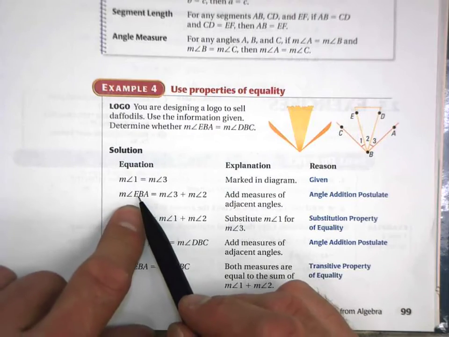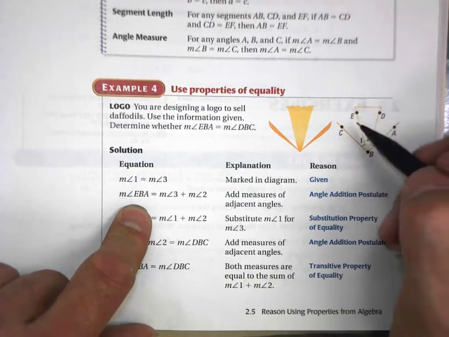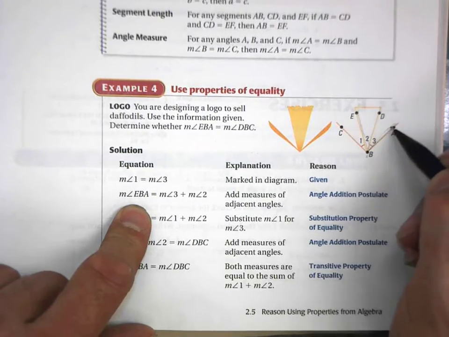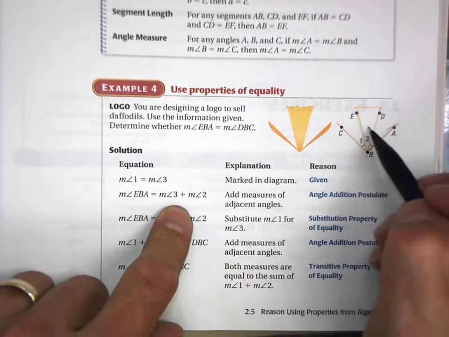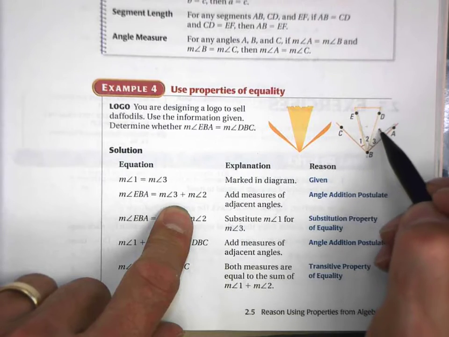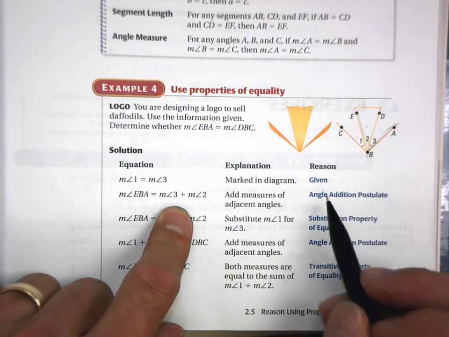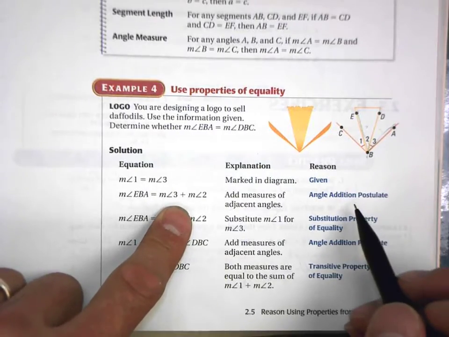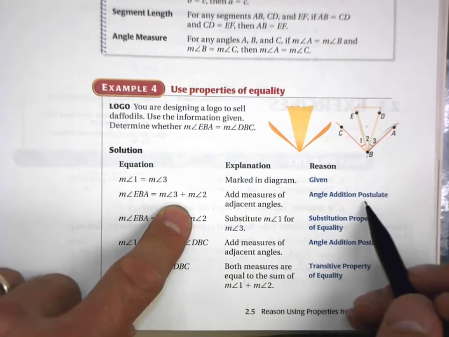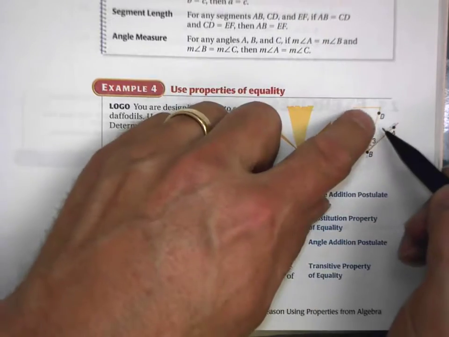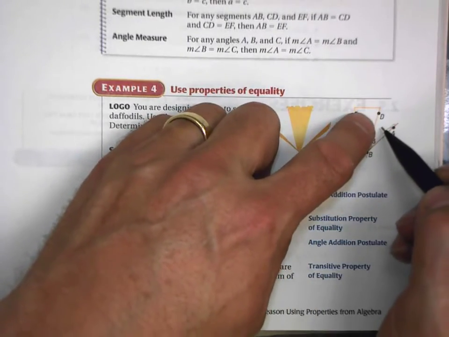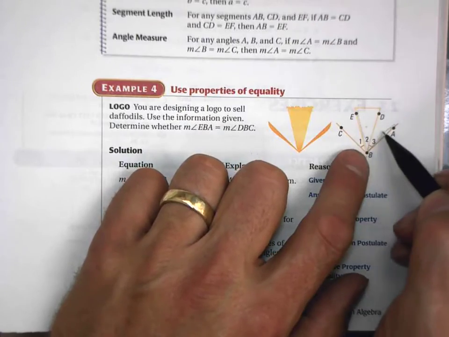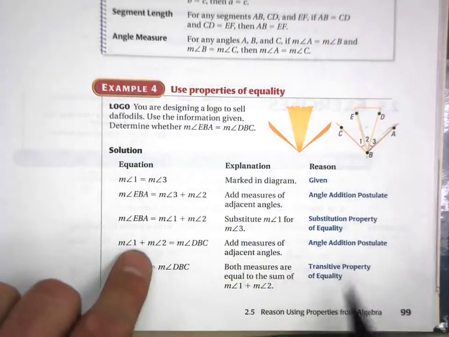The measure of angle EBA, that's this angle on the right-hand side, is equal to the sum of the measure of these two angles. And that's based upon the angle addition postulate that we had talked about. I think that was in chapter 1 and section 4, angle addition. So if these two angles are right beside, adjacent to each other, then they create a larger angle whose measure is the sum of those two angles.